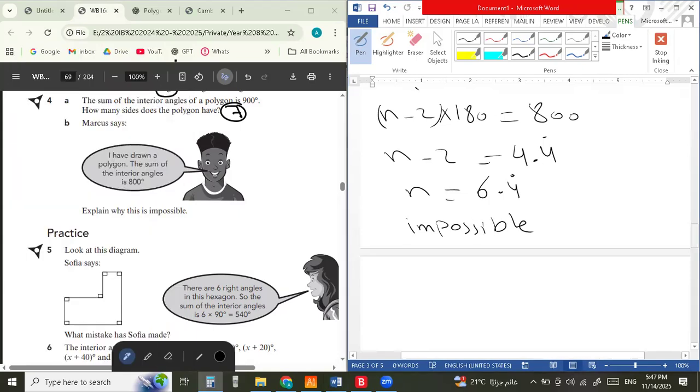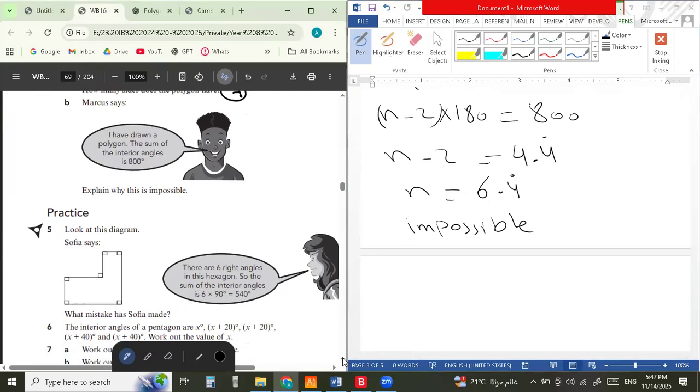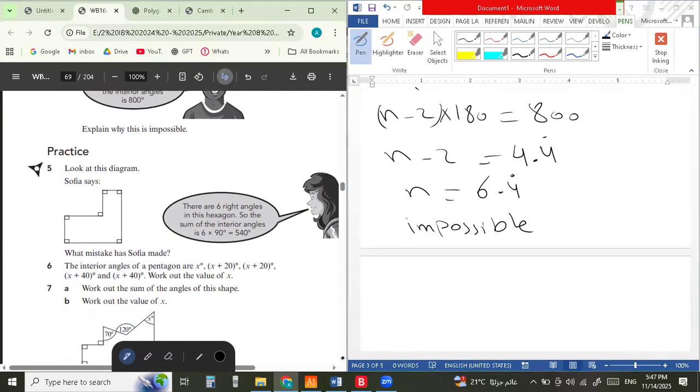All right? Okay. The next question, question 5 over here. What mistake has Sophia made when she said that there are 6 right angles in this hexagon? So the sum of the interior angles is 6 times 90 degrees. She wants the sum of the interior angles. Well, there are 6 right angles, and she's correct, but one of them is exterior. Look at this. This right angle here is exterior, it's not interior. But this, yes, interior, interior, interior, interior.